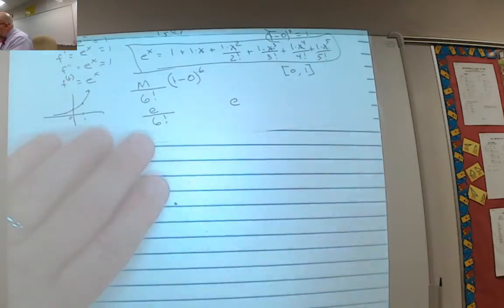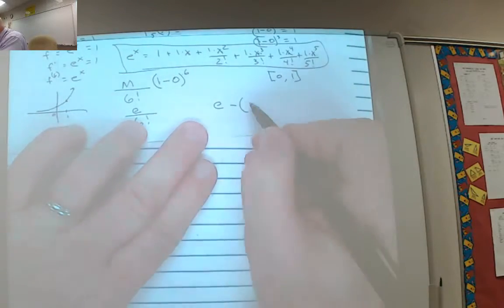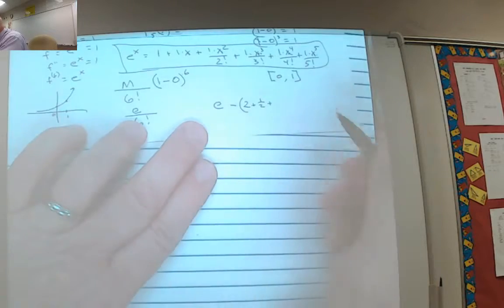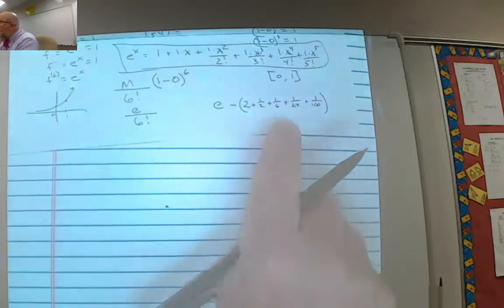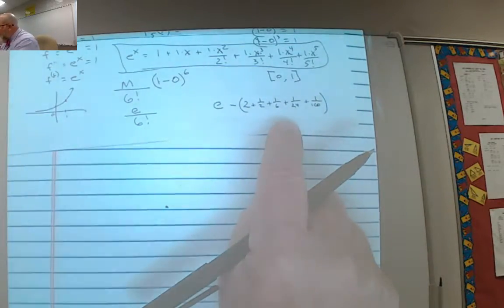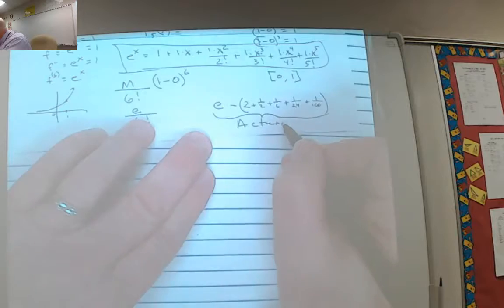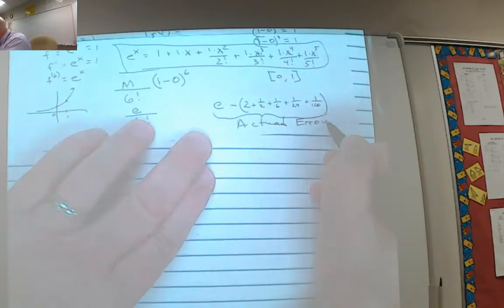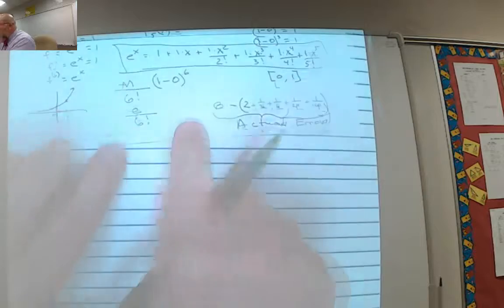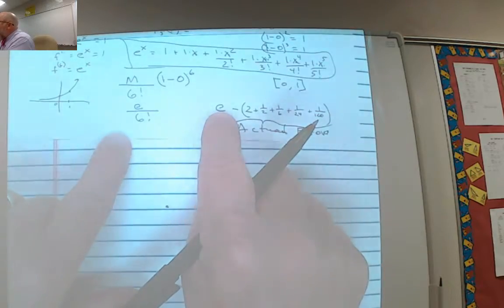And the difference between that and, okay, 2 plus a half plus 1/6 plus 1/24 plus 1/120th is my actual difference. Okay, this is the actual error, and the other one's the Lagrange error. Because I know what e to the first is. It's e, right?